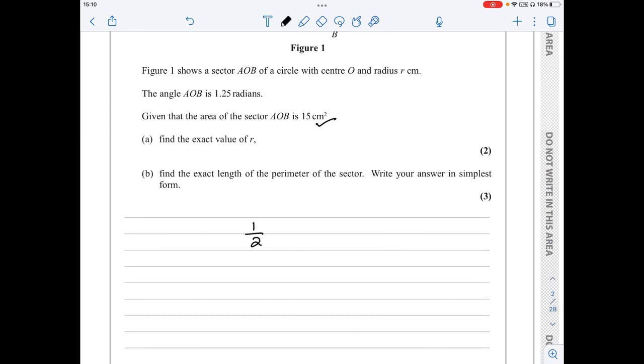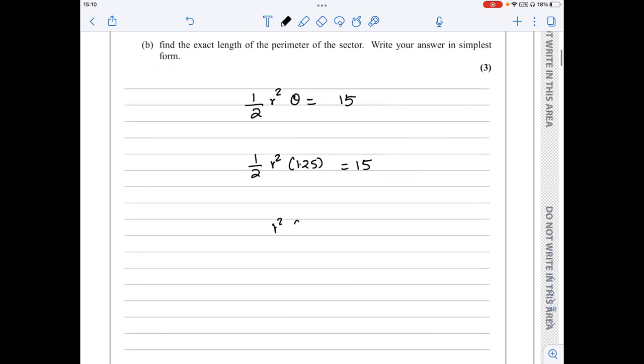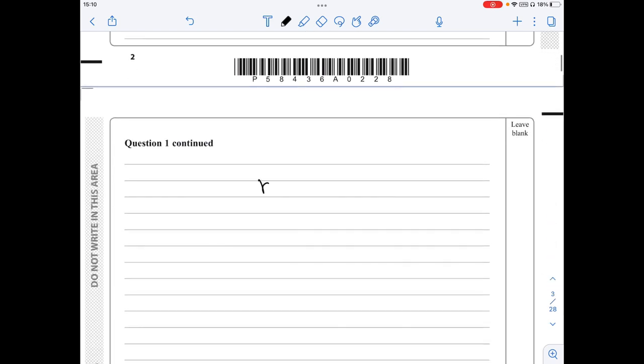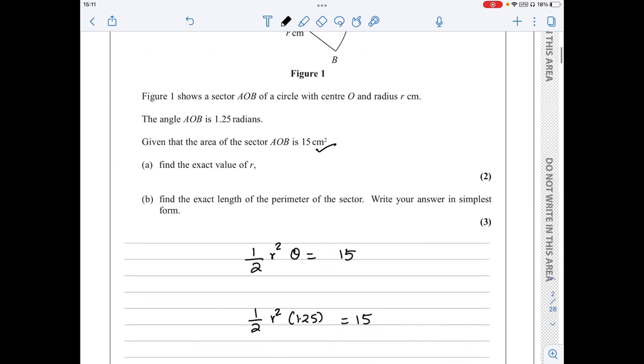Area of a sector formula: half r squared theta equals 15. So half r squared times 1.25 equals 15. So r squared times 1.25 equals 2 times 15. So r squared equals 2 times 15 divided by 1.25. r squared will be how much? 24. So r equals the square root of 24, which is 2 root 6, because it is the exact value of r.